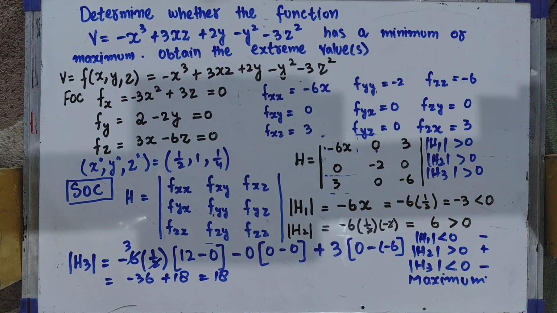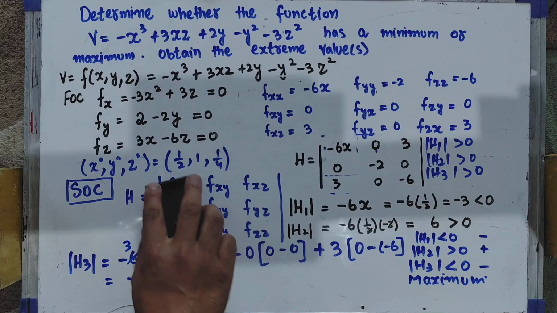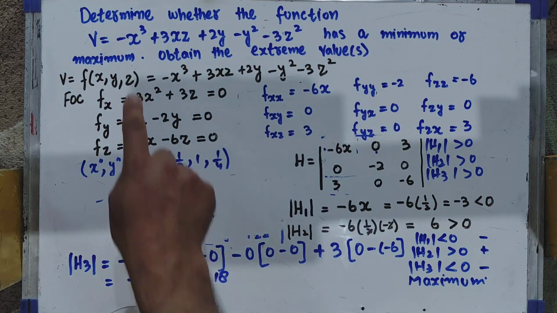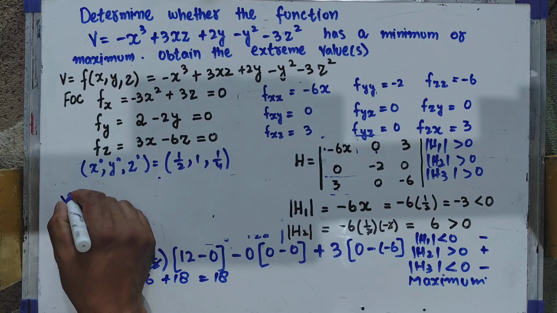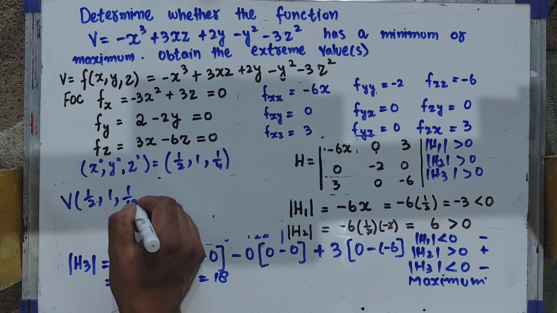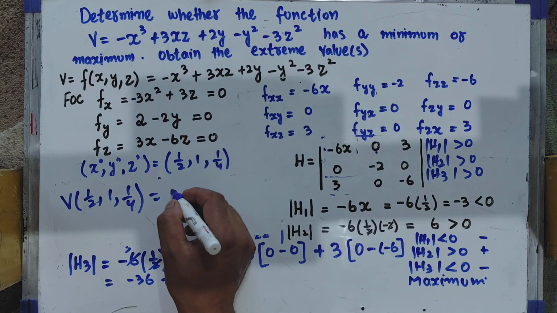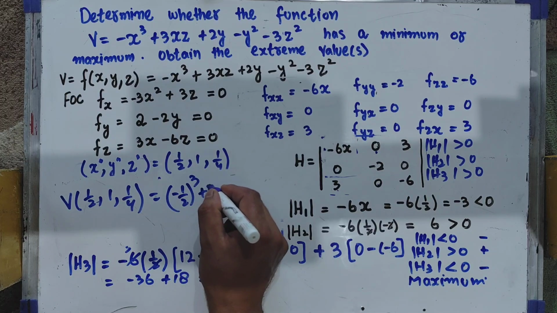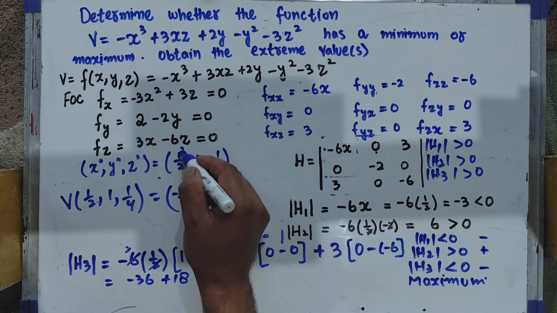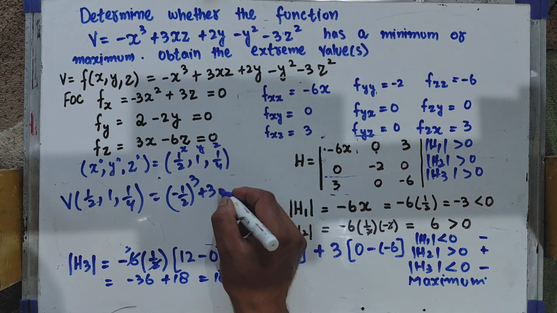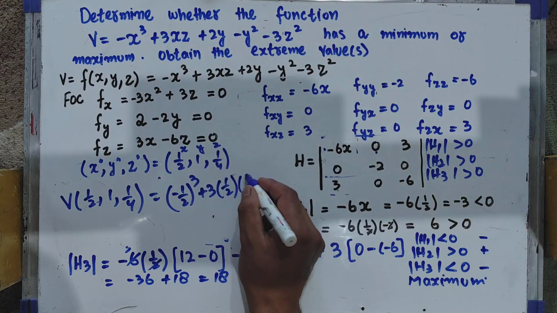Now we have to find the corresponding maximum value. How do we find the maximum value? Simply plug these values of x, y and z into the original equation. So we have v of 1 upon 2, 1 and 1 upon 4. Plugging these values in, we have negative 1 upon 2 cubed plus 3xz, so 3 into 1 upon 2 into 1 upon 4.